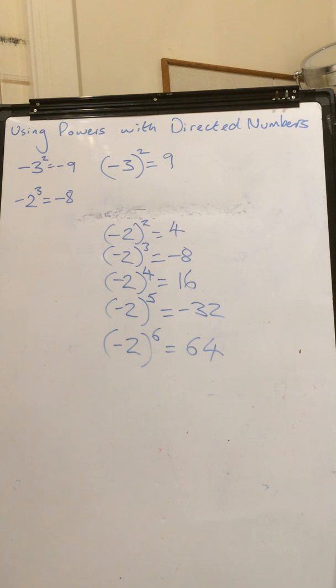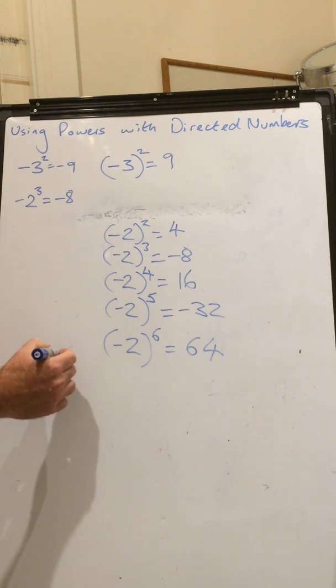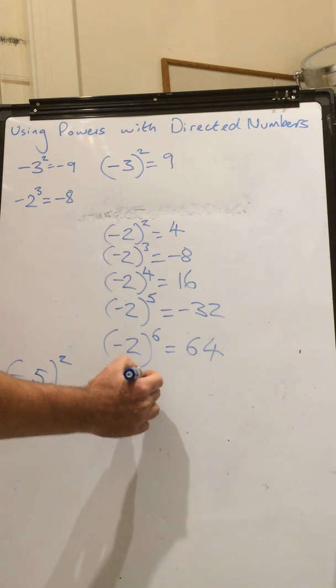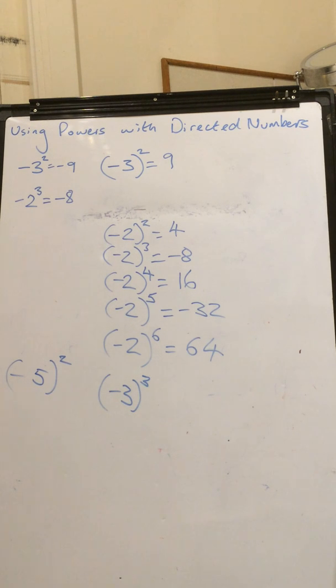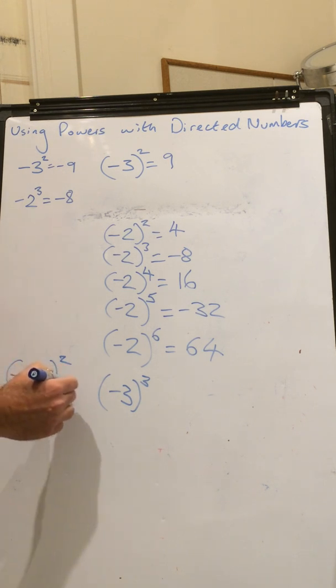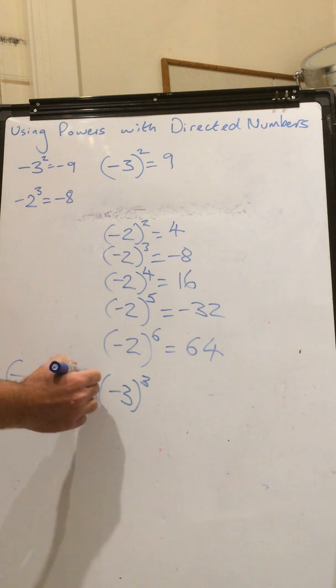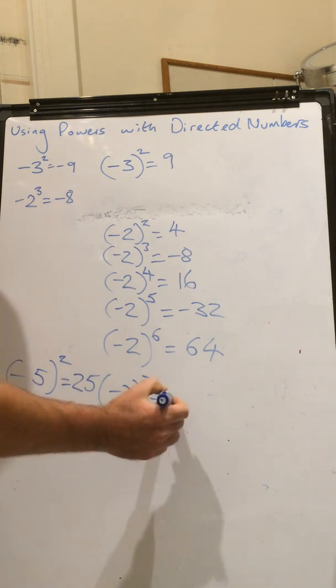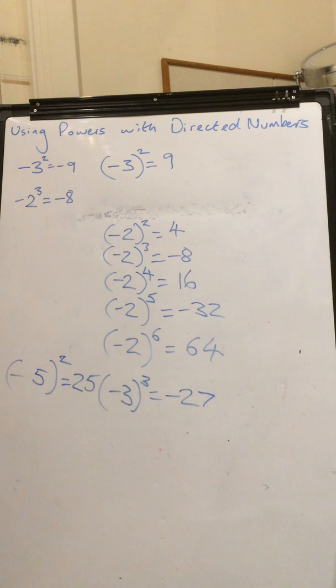Hopefully this will help us out. Here are a couple of questions for us. (-5) in brackets to the power of 2, and (-3) in brackets to the power of 3. If you want to pause the video and think about what you think the answer is. For the first one, give yourself a big pat on the back if you got the answer +25. And for the second question, give yourself a big pat on the back if you got the answer -27. Thank you.